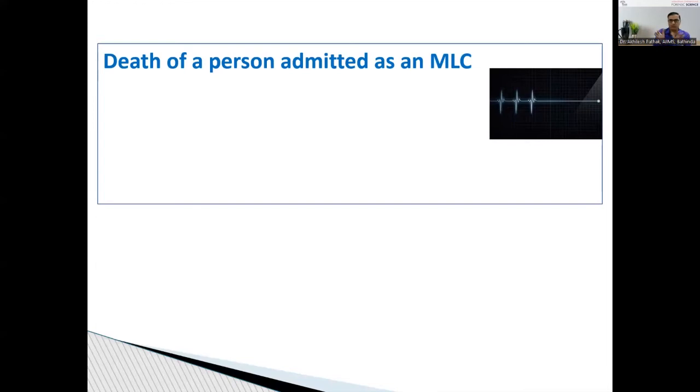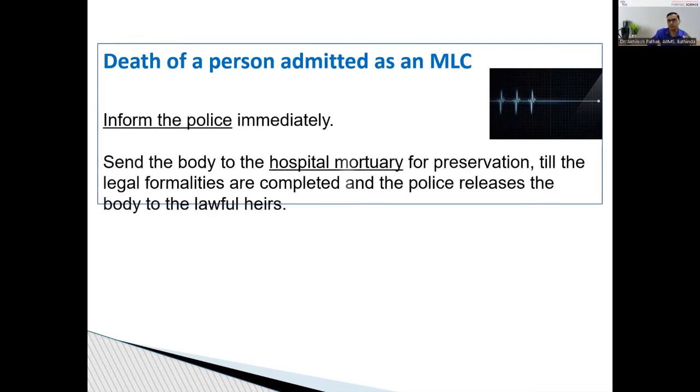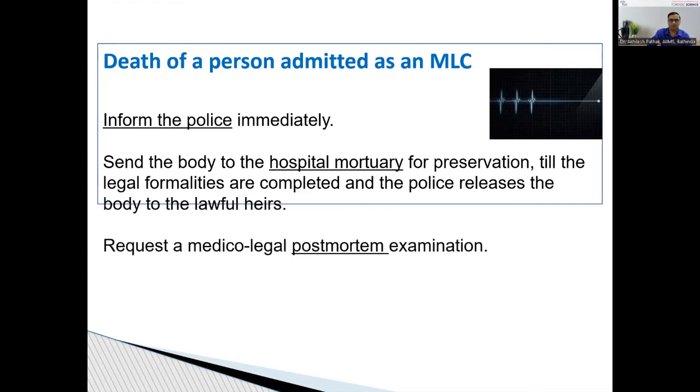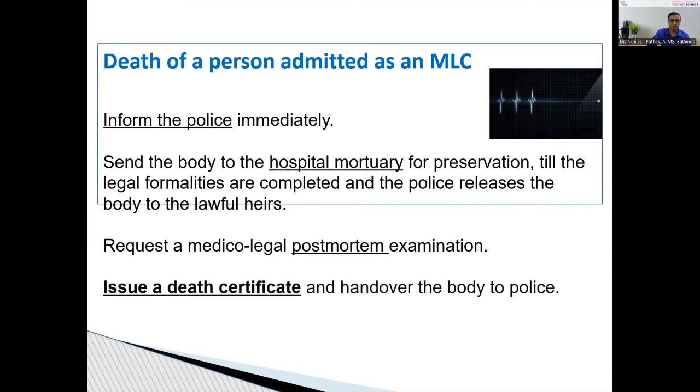Now, suppose one patient has been admitted in your hospital and you have labeled it MLC. Aapko pata laga ki thodi der ke baad to patient hi chala gaya, bhag gaya. Leave against medical advice, discharge against medical advice, ya death ho gayi. So any changes, if occurring in the case at any time in the hospital, again you have to inform the police about the same. So reinformation to the police if there is any change in the scenario of that MLC case. That is again an important part of the police information.